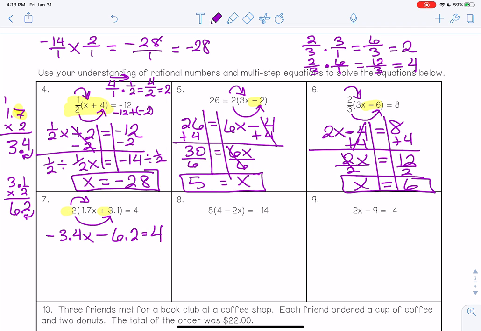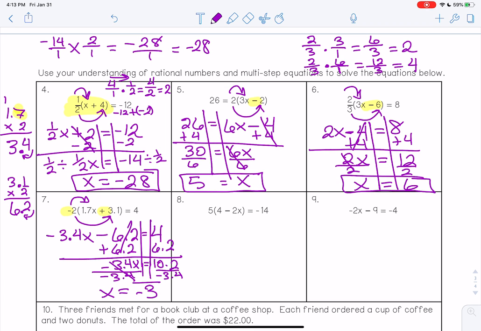Now, we're ready to draw the river. We're going to add 6.2 to both sides, and we get negative 3.4x equals 10.2. Divide by negative 3.4 on both sides, and we get x equals negative 3.